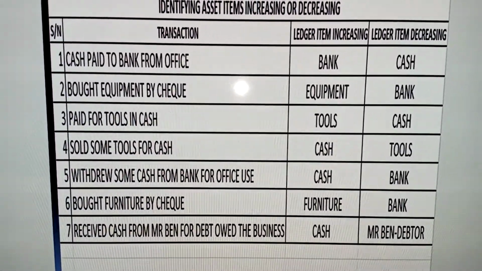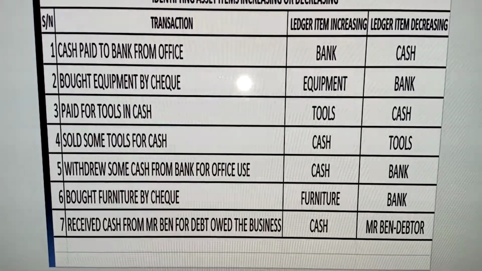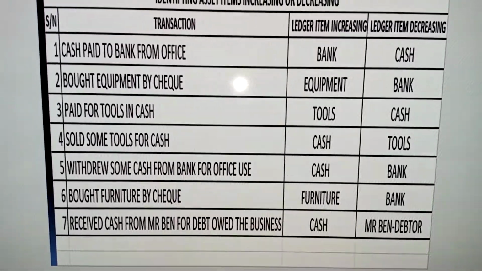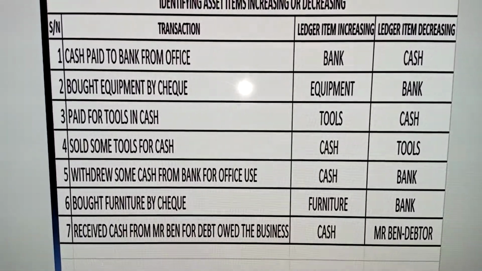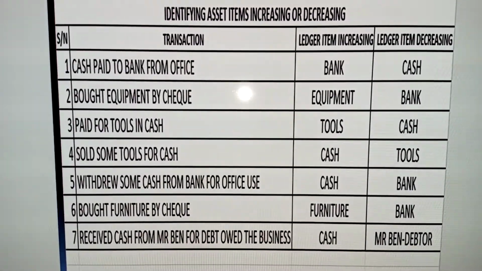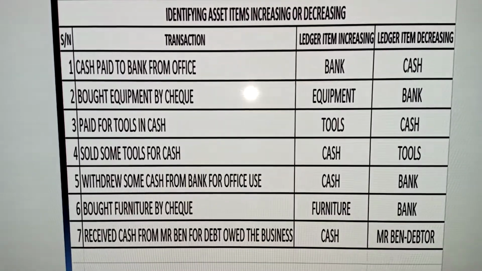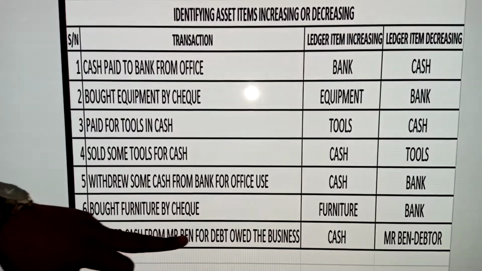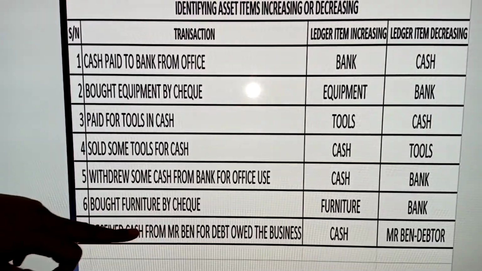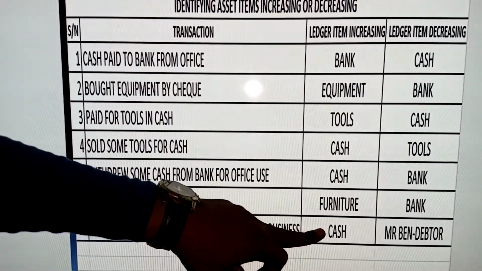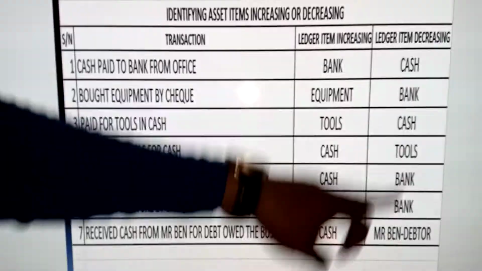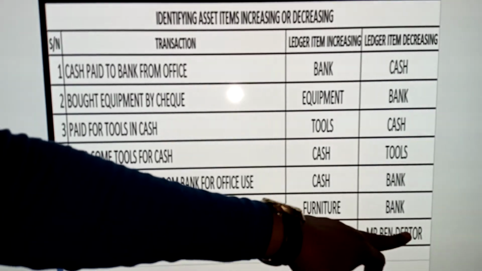Bank. The last one said receive cash from Mr. Ben for debt owed the business. So if you're receiving cash from Mr. Ben, it means that what Mr. Ben is owing you will decrease, and then the cash you have will what? Increase. So the ledger item increasing here is cash, and the ledger item decreasing here is Mr. Ben, the what? Debtor.